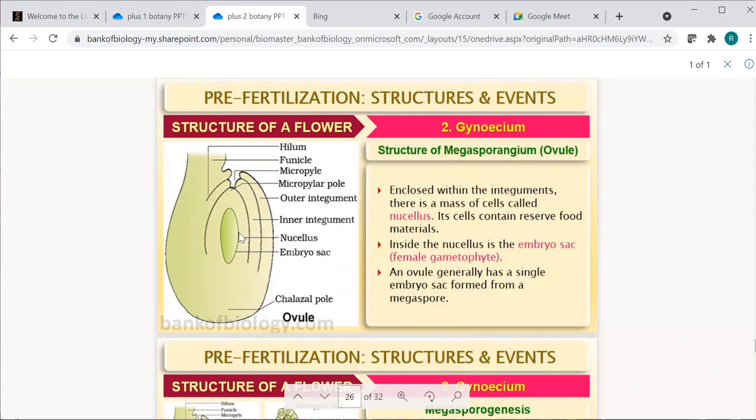And what is inside the nucellus? It has the embryo sac. This is the embryo sac. Inside the nucellus is the embryo sac, which is also called the female gametophyte. An ovule generally has a single embryo sac formed. Okay?